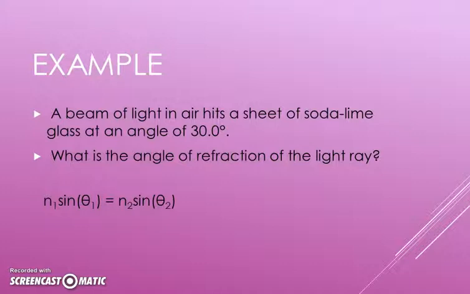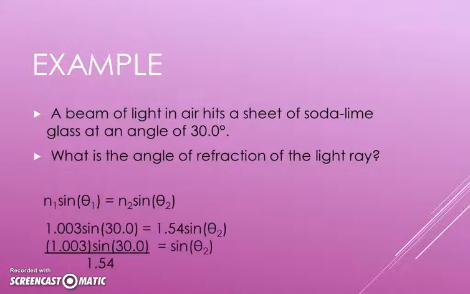We know that N1, our first medium, is air, so we can plug in 1.00 for that. We know that sine theta 1 is coming in at an angle of 30 degrees, so that would be sine theta 1. N2, if we go back and look at the chart from the previous page, you can see that soda lime glass is 1.52, and then theta 2 is what we're looking for. So when you plug in these numbers, we have our air, we have our angle. Soda lime glass, I have 1.54 here, but that should be 1.52, and theta 2.